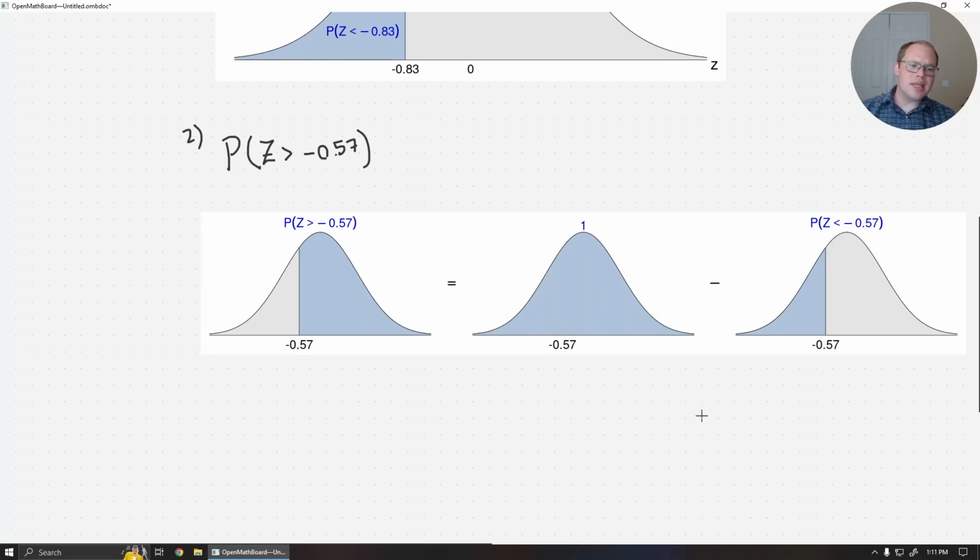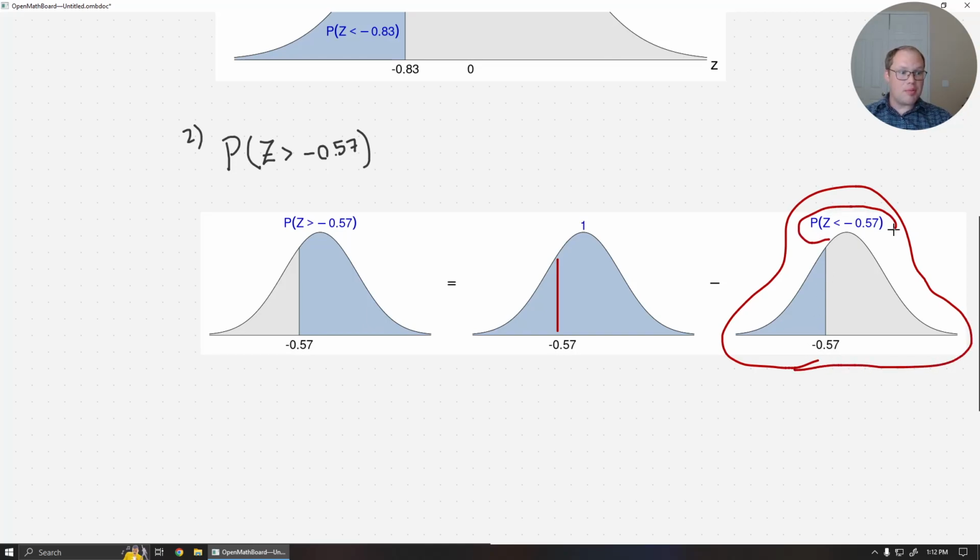And then what I do is I subtract out just the part that I don't want. Rather than directly calculating what I do want, I take away what I don't want. Once I have everything that's under the curve, I want the bit that's to the right of negative 0.57. So I'm going to take away what's over here to the left of negative 0.57. Okay, so that's what I do here. I'm taking that away. Now this is the probability I could calculate using that p-norm function.